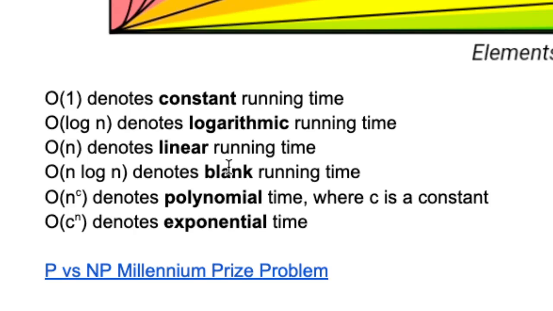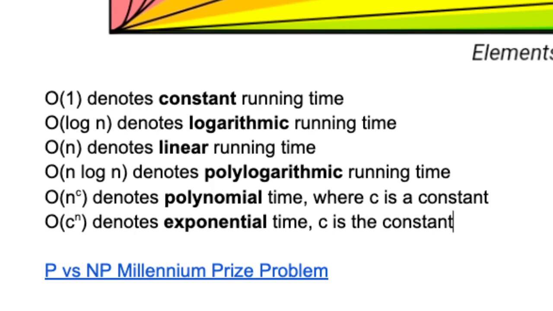It's a fun word. Polylogarithmic. So this is a polylogarithmic running time. And then, of course, n to the c, where c is some constant, is some polynomial time algorithm. And c to the n, where c is the constant. Again, I should probably specify here that c is a constant, is the exponential time. So those are some words that we're going to look at over this class and some of Friday's class.